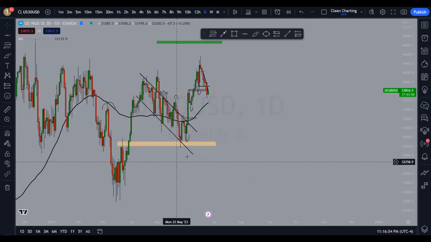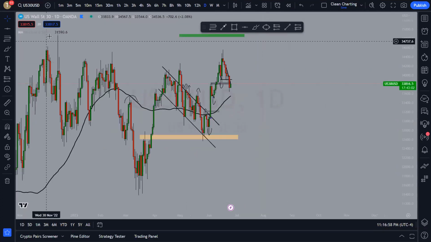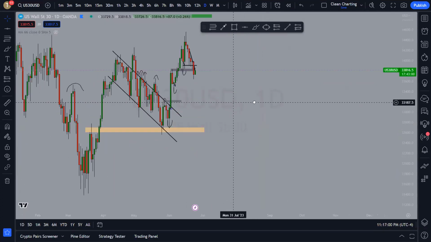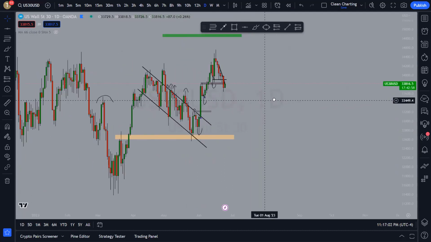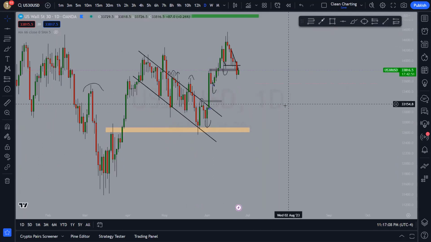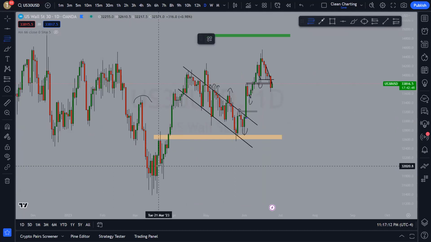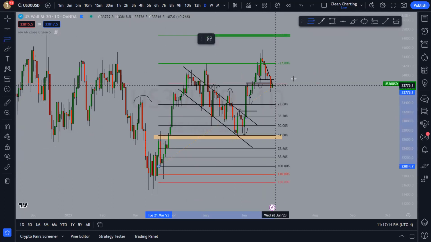All right, so this is another breakdown of just updating my recent videos. As you can see, still have the same setup for US 30. So I'm gonna start with this to continue the overall move. I still have the same markup from the previous video. As you know, we are looking to make a higher high. It's just a matter of time for us to make there.